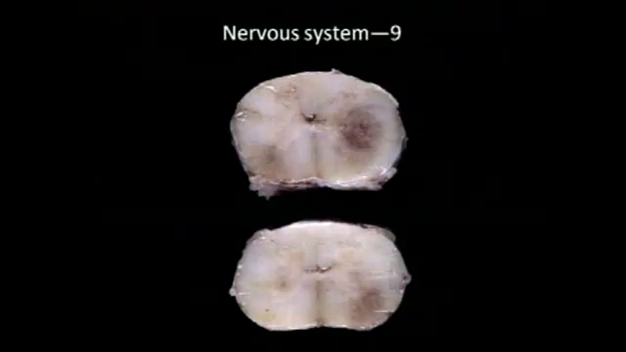Nervous system 9, two cross sections of the cervical spinal cord of the same horse. In this case, this is formalin-fixed tissue, so what would have looked red or brown in fresh tissue now looks gray to us. It's lost most of its color. But I think you can appreciate that there is a nodular effect to the larger lesions.